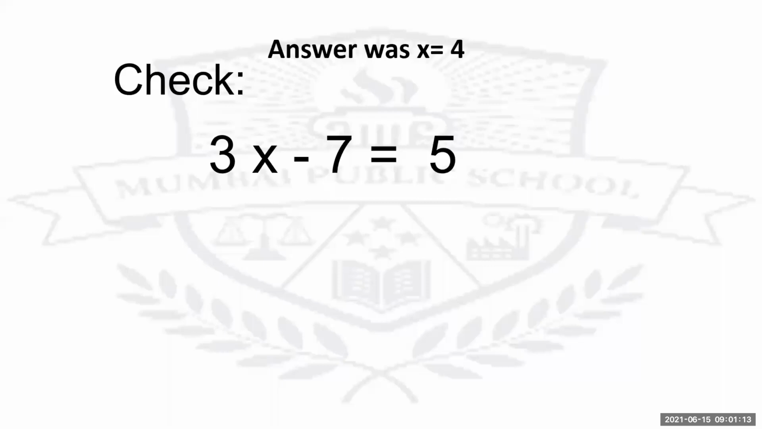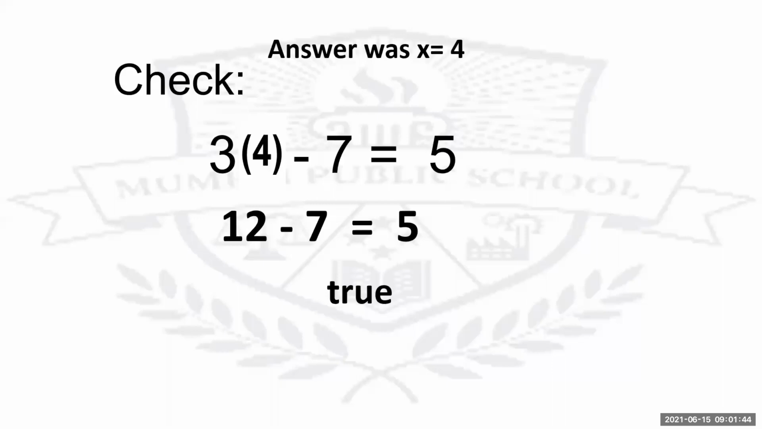Let's check. 3x minus 7 equals to 5. You're going to substitute the value of x, whatever you've got. In place of x, you're going to put 4. So what will you get? 12 minus 7 equals to 5. So will you get 5 equals to 5? Yes, because 12 minus 7 equals to 5. So that is true. That means the answer you have got is correct.